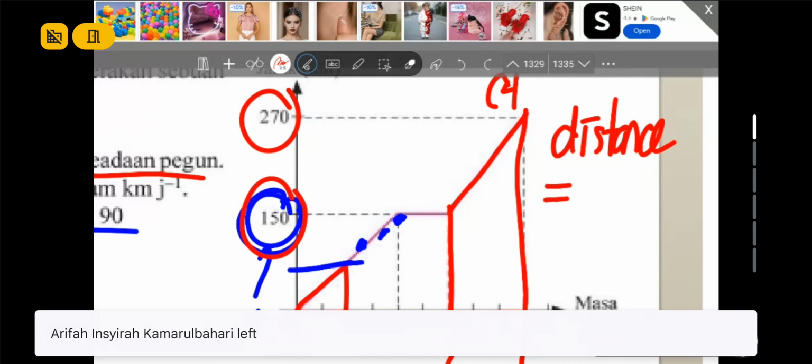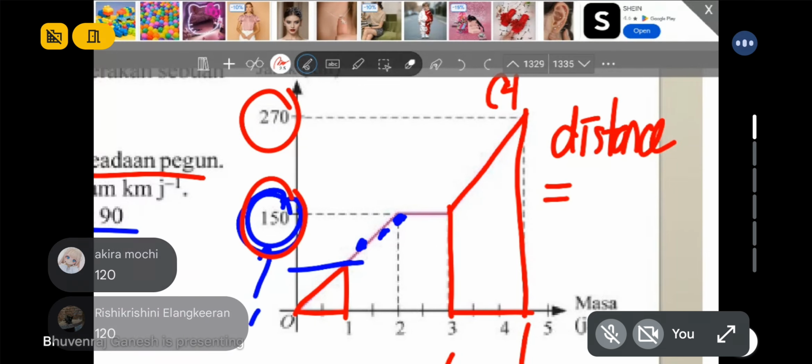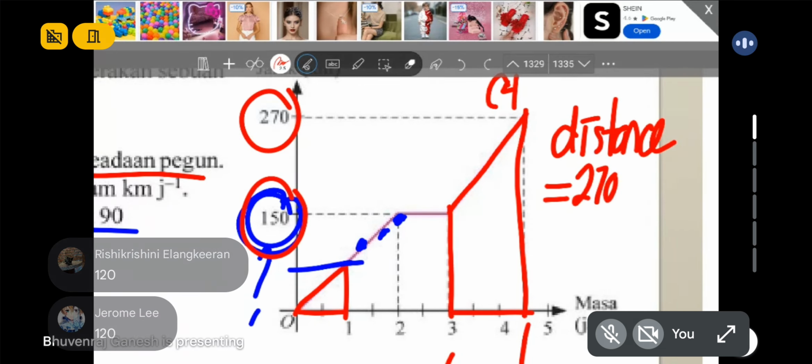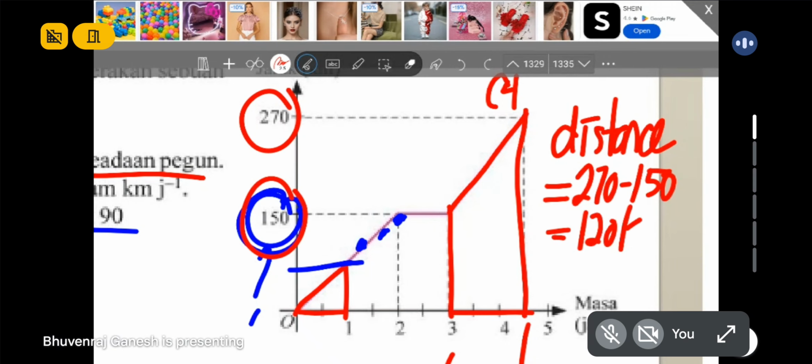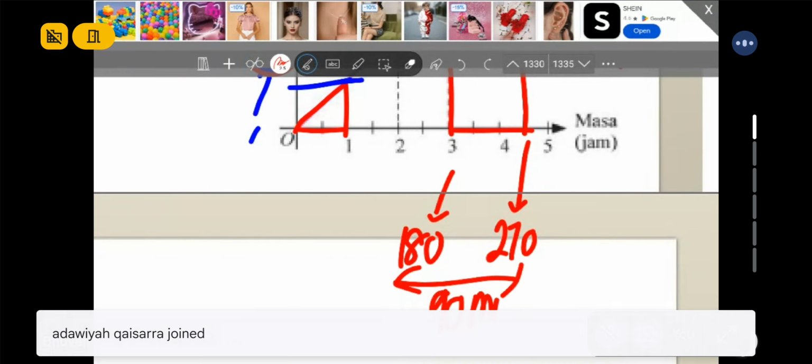Anyone? Apa jarak dia? Yes. Okay, 270 minus 150. So your answer is 120. Okay, make sure put unit guys. km. Okay, and then your time is 90 minutes. Okay, and now you need to find the speed.